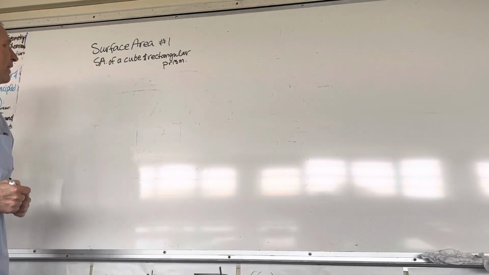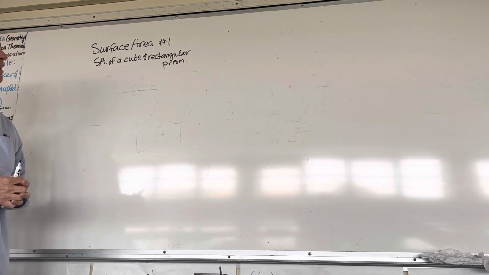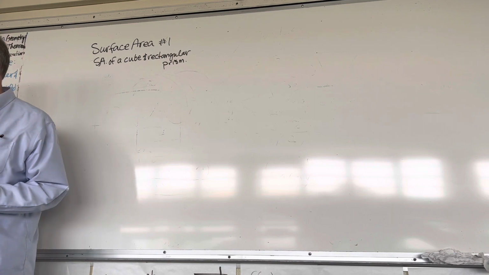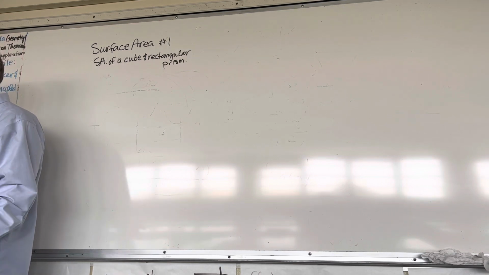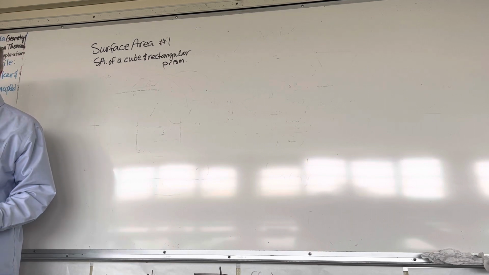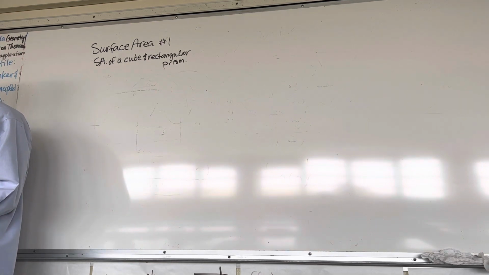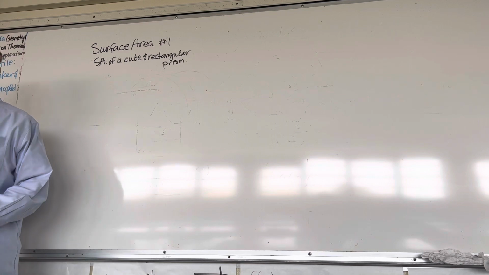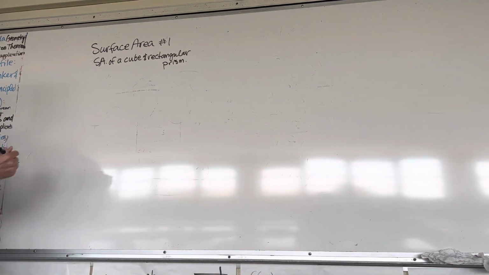Okay, this is surface area number 1, surface area of a cube and a rectangular prism. A lot of you know what cubes are already, right? We've been dealing with them all year. And a lot of you know what rectangular prisms are. You've been dealing with them this year and in prior years, going way back. So, let's start with the cube.